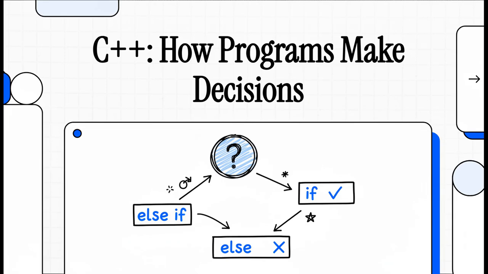Welcome to the Explainer. You ever stop and think about how a video game knows you just beat the final boss? Or how an ATM can tell you insufficient funds? It all boils down to one thing: making decisions. So today, we're going to dive deep and break down exactly how computer programs make these choices, and we'll be using the powerhouse language, C++.